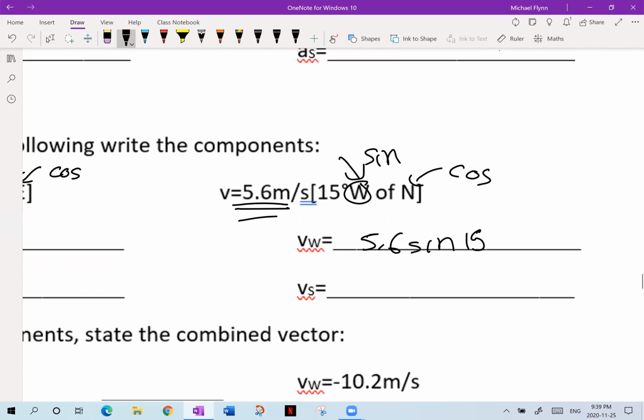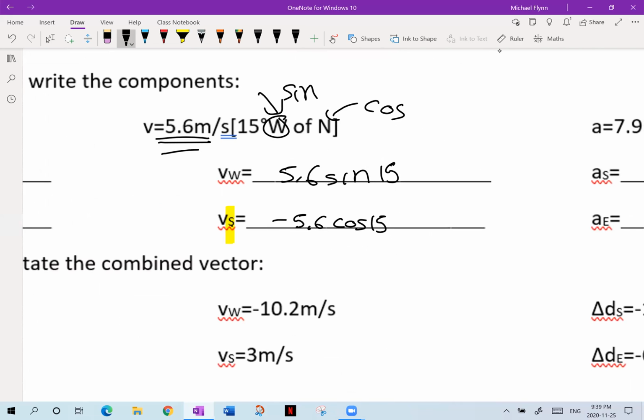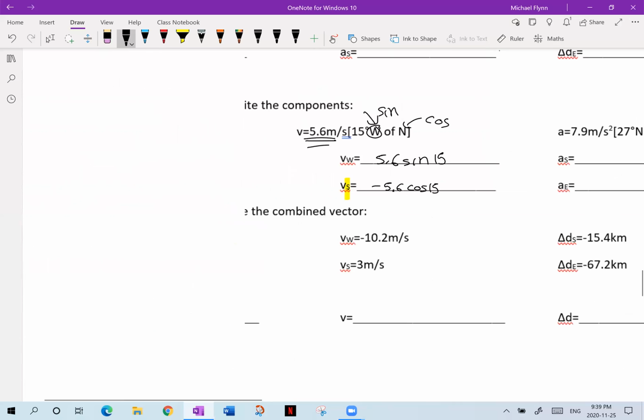Now, they don't ask us for north, they ask us for south. So they're saying south is positive. Therefore, the north component will be negative 5.6 times the cos of 15. Okay, north still goes with cos, but they're asking to treat south as positive, and so we have to treat north as negative. All right, I'll let you do the last one.